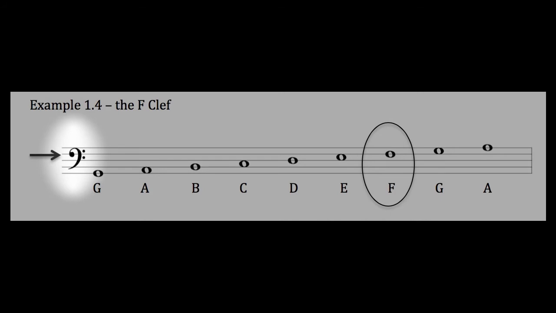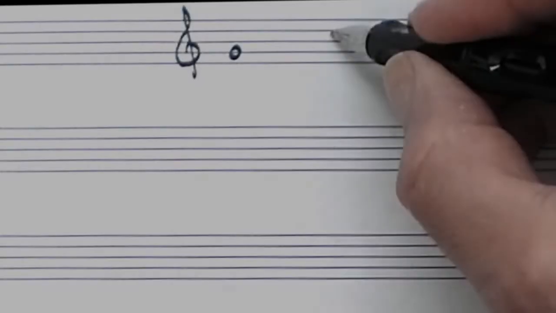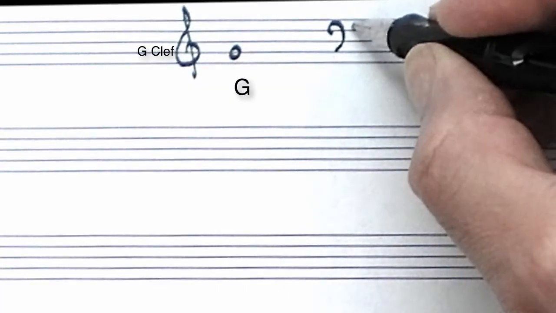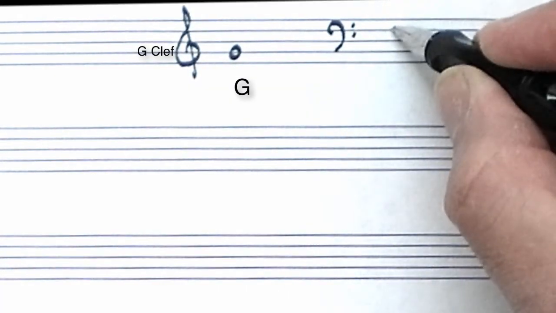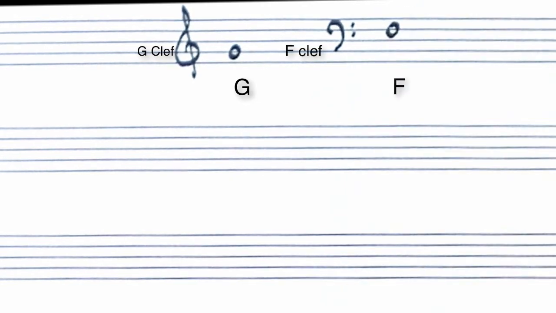Once F is identified, all the other lines and spaces can be deduced, just as you did with the G clef. The placement of both the G clef and the F clef are always consistent. That is, the G clef always points to the second line, and the F clef always points to the fourth line. However, the last clef we will learn can be found in two different locations, as shown.